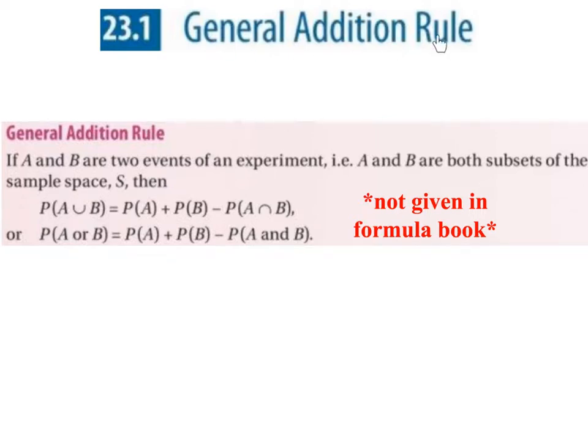The general addition rule. The general addition rule states that if A and B are two events of an experiment, i.e. A and B are both subsets of the sample space S, then the probability of A union B is equal to the probability of A plus the probability of B minus the probability of A intersection B. Or in words, the probability of A or B is equal to the probability of A plus the probability of B minus the probability of A and B.